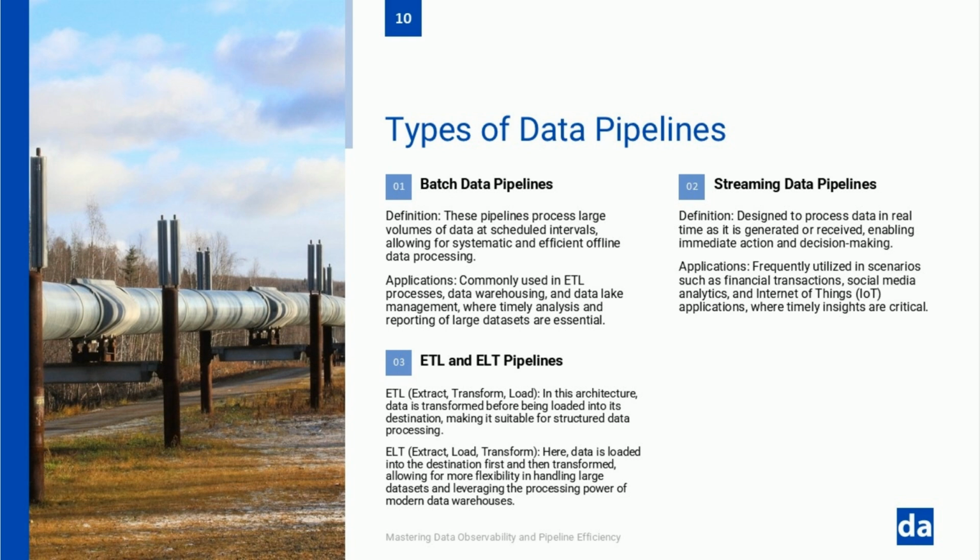1. Batch data pipelines. These pipelines handle large volumes of data at scheduled intervals. They're systematic and efficient for offline processing. You'll often find batch pipelines used in ETL processes, data warehousing, and data lake management, perfect for cases where timely analysis and reporting of large datasets are essential. Think of them as the overnight delivery service of the data world.